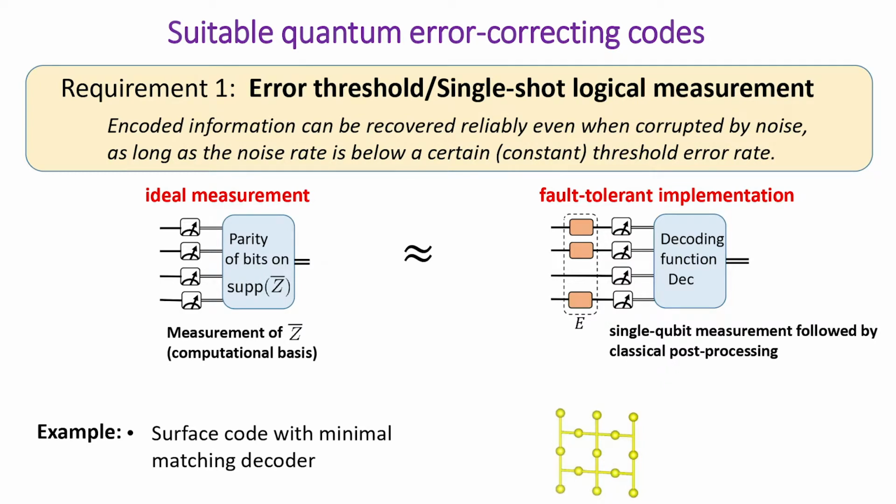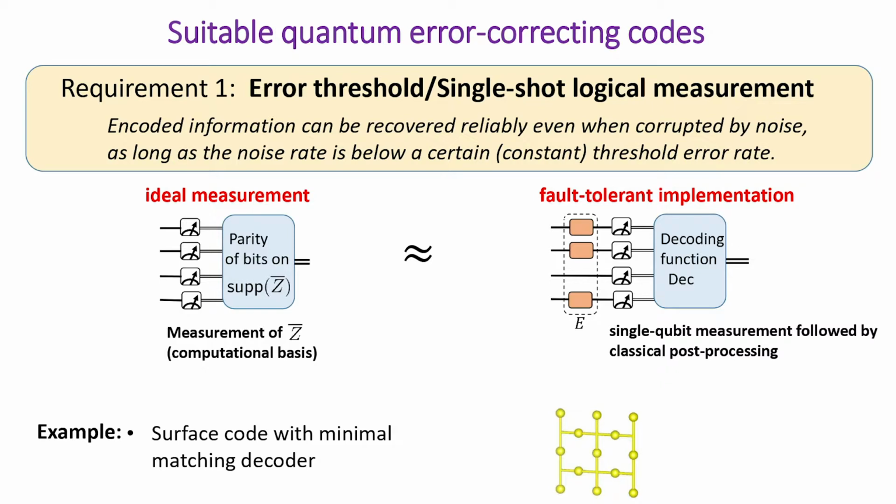Okay, so the first property is single-shot logical measurement, or just the fact that the code has an error threshold. And this is something well known. It just says that you can fault-tolerantly read out logical information. In particular, you can measure the logical Z operator fault-tolerantly. And the way you usually do this is you measure, say, every qubit in the Z basis. And if you didn't have any errors, then you would just take the parity of the bits on some string operator, say in the surface code, on this logical operator.